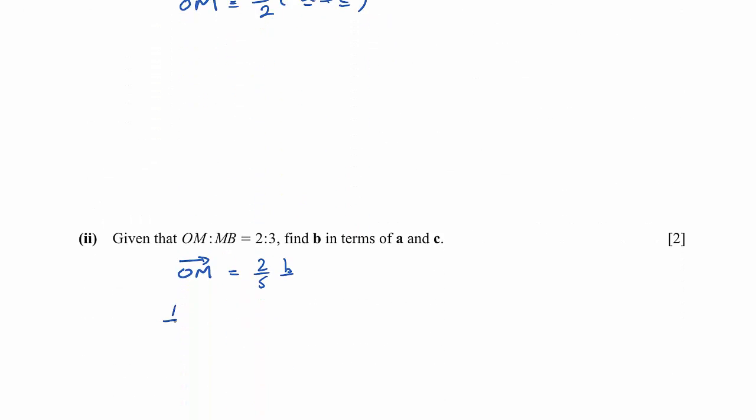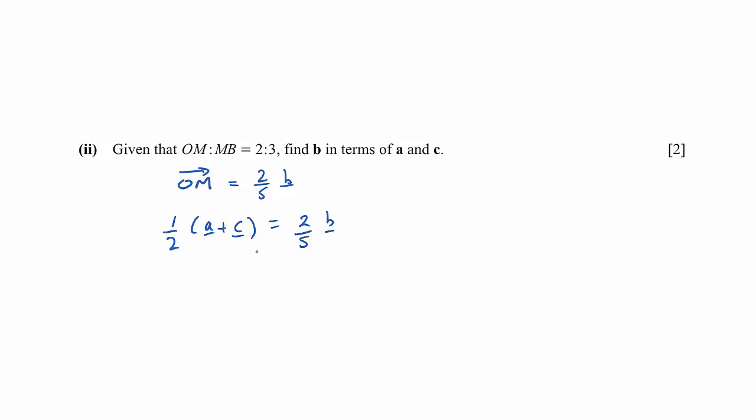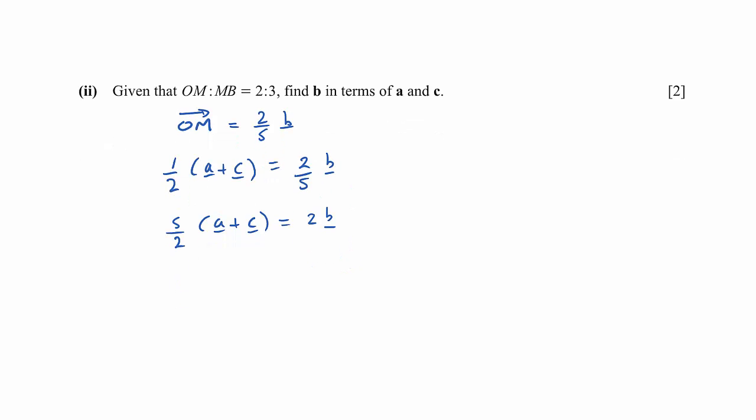So a half of A plus C is equal to 2/5 of B. So multiply both sides by 5. We've got 5 over 2 A plus C is equal to 2B. And therefore B is going to be 5 over 4 A plus C.